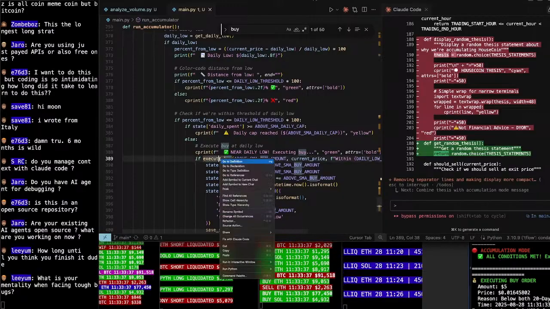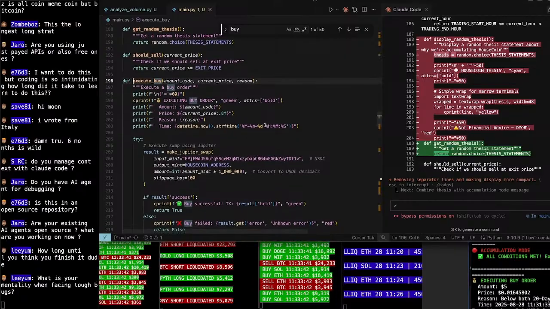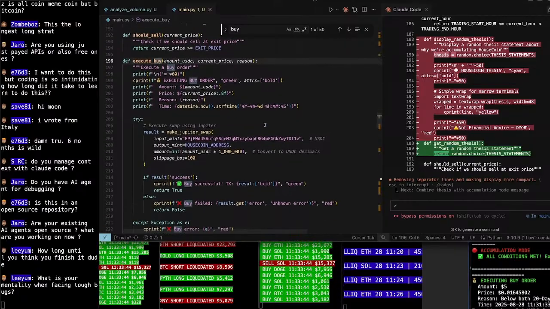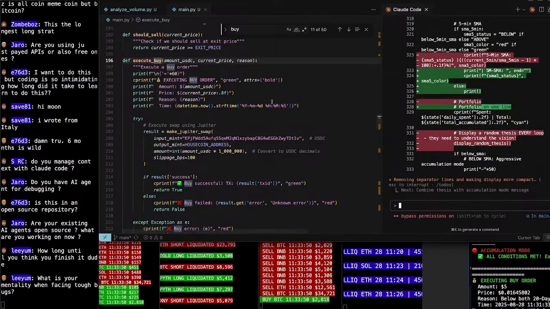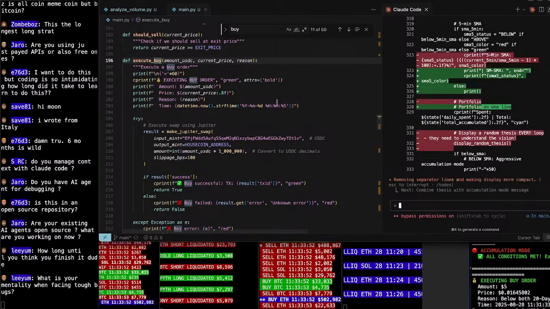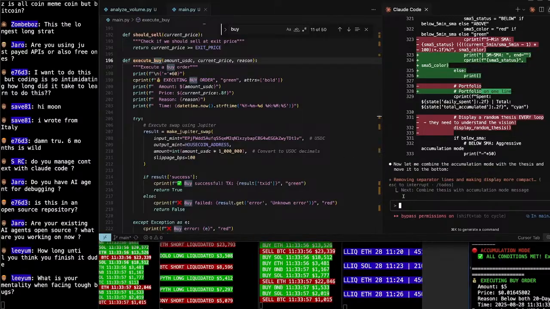Execute buy. It looks like you've built your own execute buy function. I don't want that. I want you to use the nice funcs function here, this exact one, as I know that one works. The one that we are using, delete that.